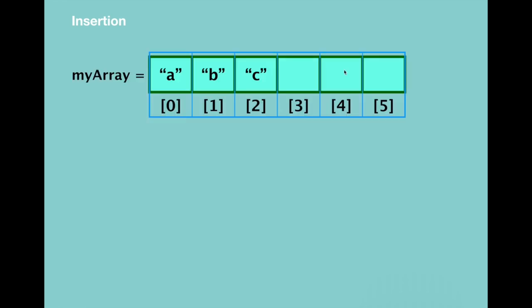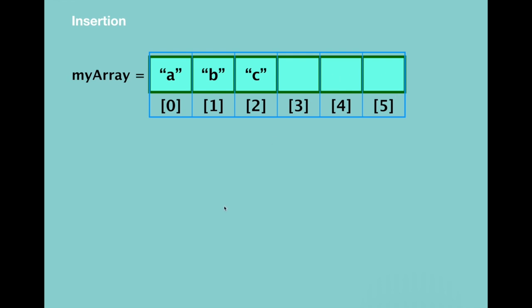Hi there. Now in the previous video, we have learned how to create an array and what happens in the memory when we create an array. Now in this video, let's look at inserting a new value to the array. Okay, let's say we have an array of size 6. 3 of the cells are empty.